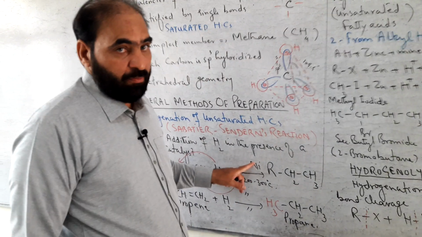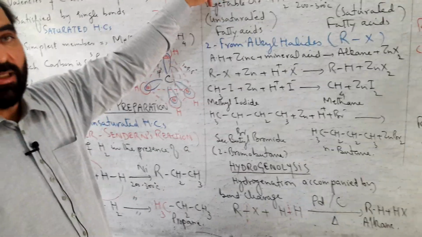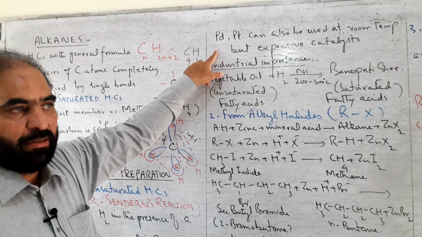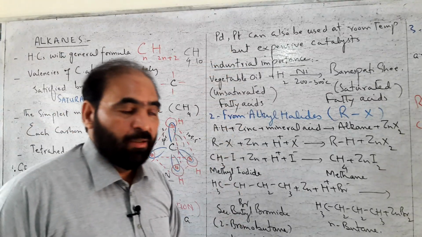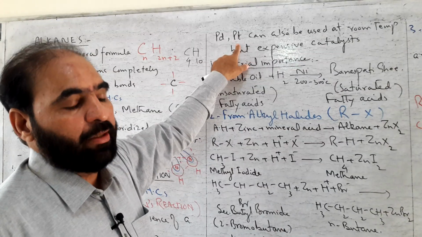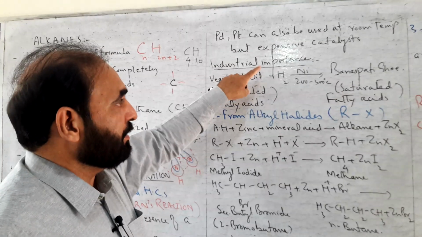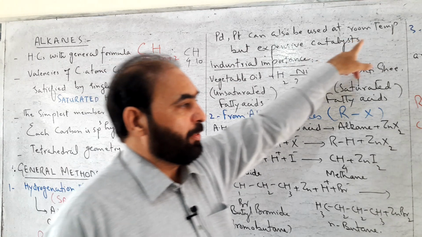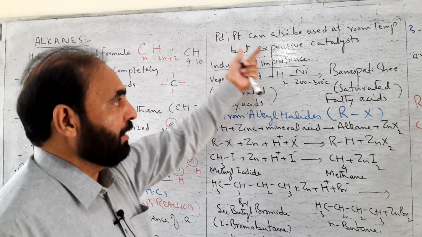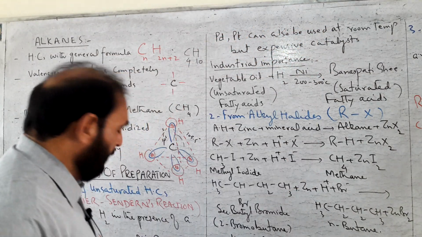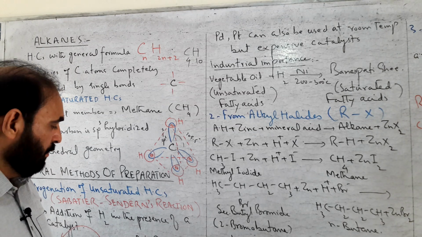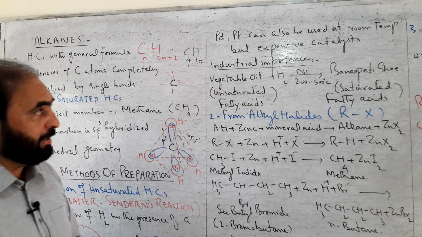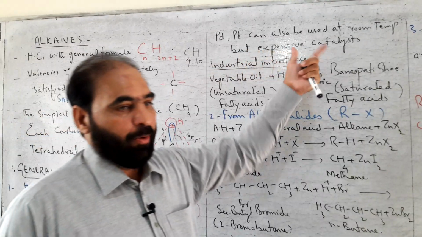Instead of nickel, we can also use palladium or platinum. Pd is the abbreviation of palladium and Pt for platinum. But these catalysts are expensive. We can conduct this reaction at room temperature, but these catalysts are very expensive. That is why nickel is a more suitable catalyst for this reaction, and this reaction has industrial importance.